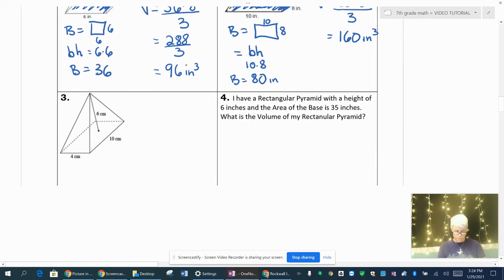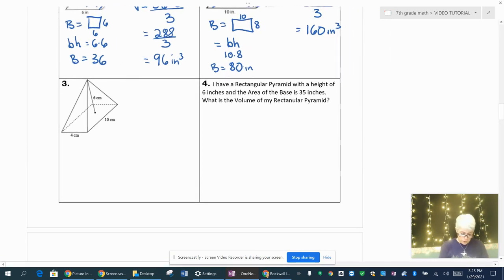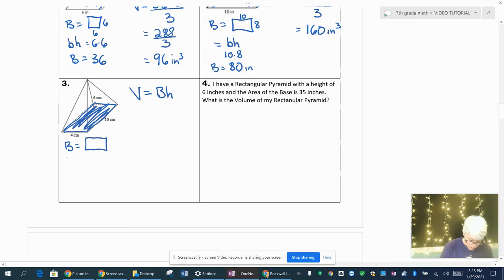Next one. It is a pyramid. Surprise! So the very first thing I do is I write the formula for a pyramid. I look and I find the base. Remember, there's just one of them. And I figure out what is the area of that base. Well, it's pretty easy because it's a rectangle. And let's see, this was a 10 and this was a 4. So 10 times 4 is 40.